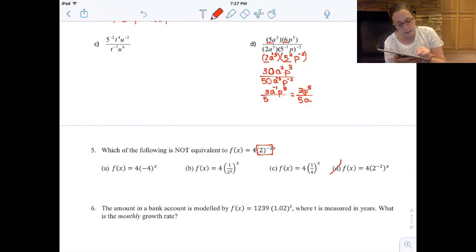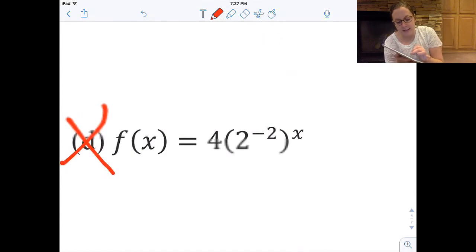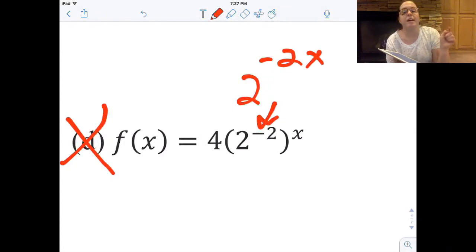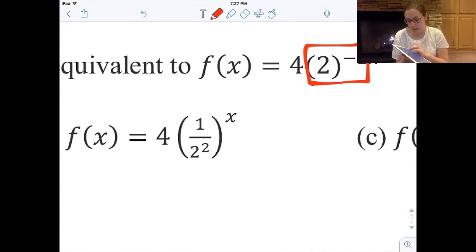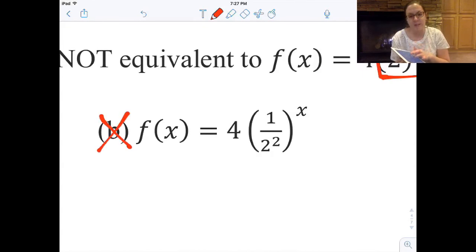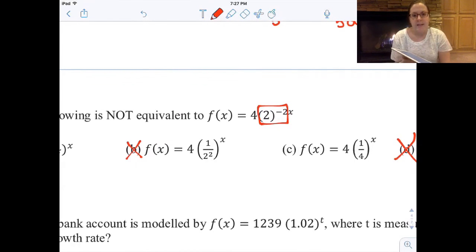Now, 2 to the negative 2 is 1 over 2 to the positive 2. That means B is equivalent, because those are the exact same thing. And that is the same as 1 over 4, so C is equivalent. So what happened on this one was, instead of doing 2 to the negative 2nd, they did 2 times negative 2. So A would be the one that is not equivalent. But remember, you could put them in your calculator and look at which one doesn't match up.